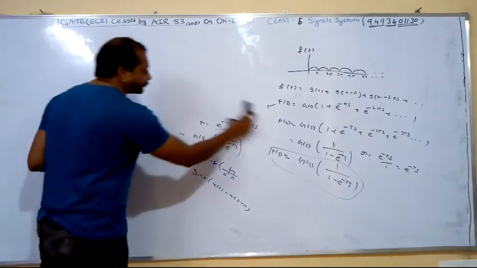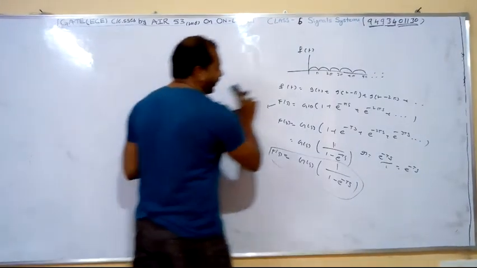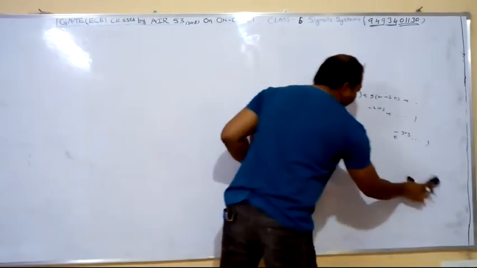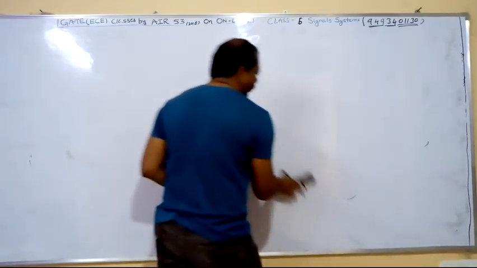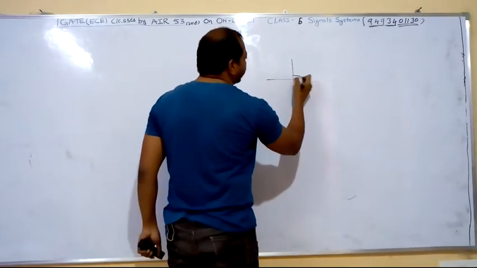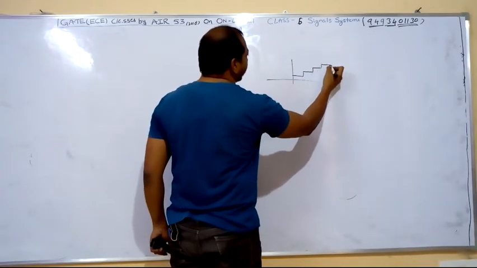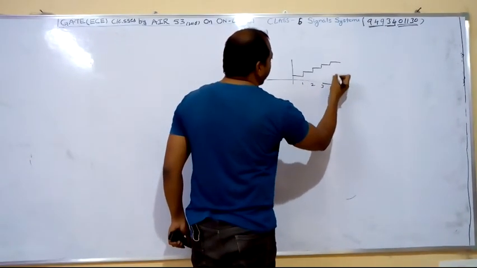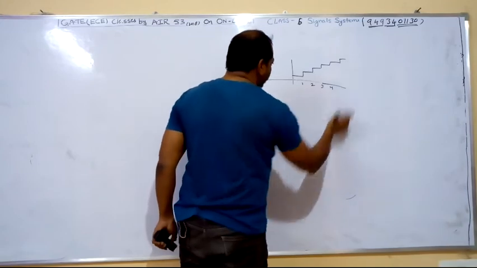And one more signal is like this. The signal you have to approximate. That's it. Suppose the signal is represented in the steps format, like this: 1, 2, 3, 4, up to and so on.